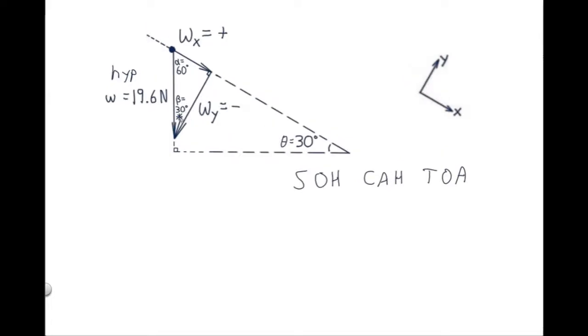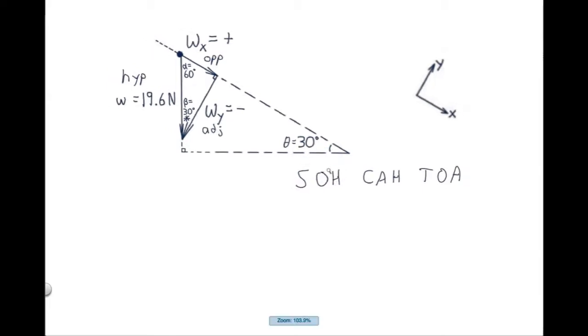The asterisk shows that we're focusing on that 30-degree angle. Now we can say that this side is adjacent because it's adjacent to the 30-degree angle that we're focusing on. And we can say that this leg is opposite because it's opposite to the 30-degree angle that we're focusing on. Now we're ready to write our SOHCAHTOA equations.